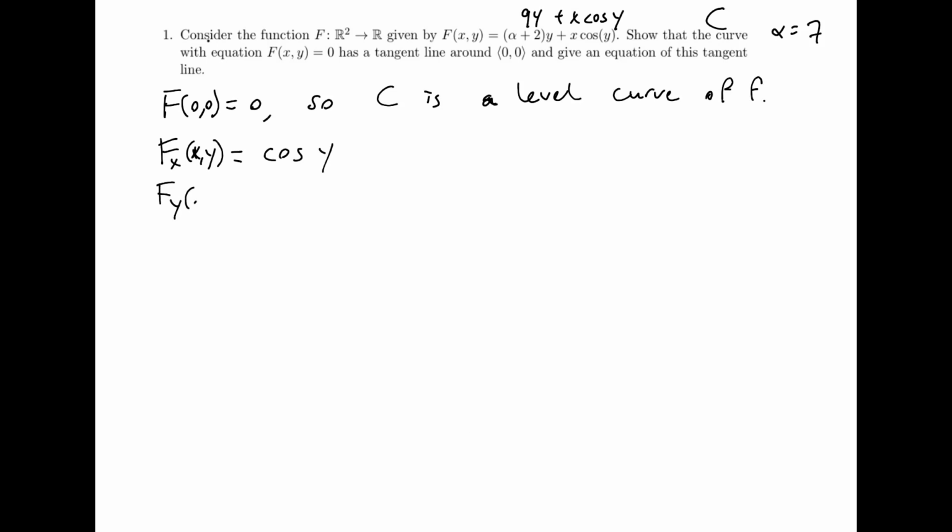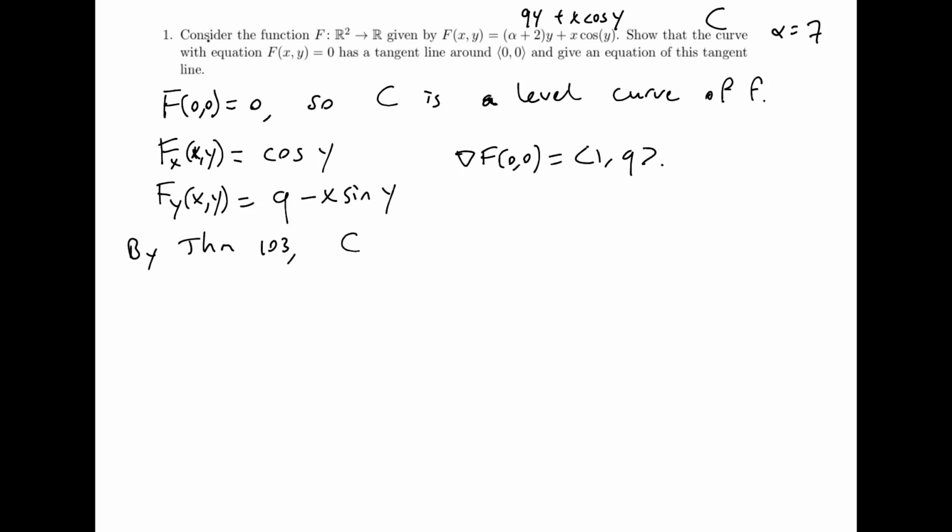If I differentiate with respect to y, then the derivative of 9y is 9, and the derivative of the cos is minus the sine, so we get minus x sine y. Now let us compute the gradient of f in our point, which is the origin. That's equal to the cos of 0, which is 1, and 9 minus 0, so that's 9. So now we can apply theorem 103, which tells us that our level curve has a tangent line around the origin, because the gradient is non-zero.